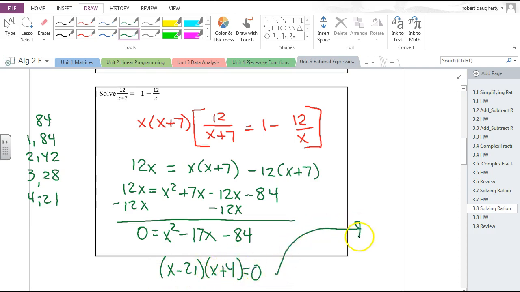Therefore, x is equal to 21 or negative 4. What are the exclusions here? x cannot be what? What are the exclusions? Yeah, 0 and negative 7. So neither of my answers violates the exclusion. So x is equal to 21 or negative 4.